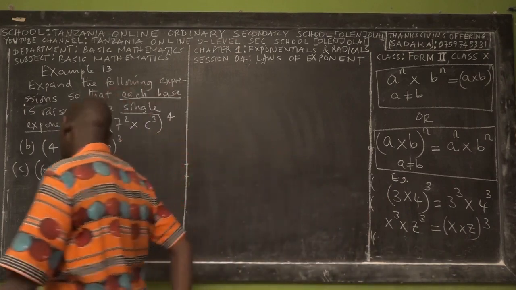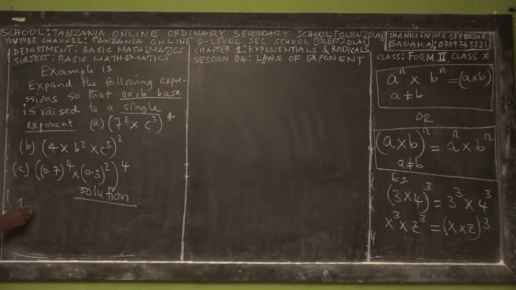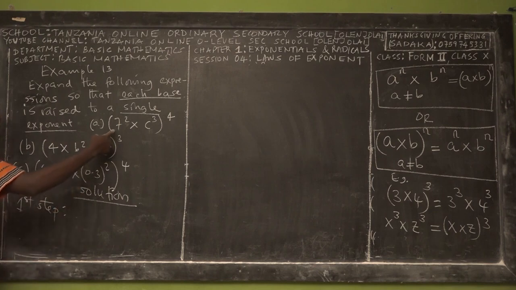So, solution. The first step, if we check our questions, right? First of all, we find out that we need the second law, which guides exponents of different bases. Why? Because the base of this exponent is 7, while the base of the next exponent is c.